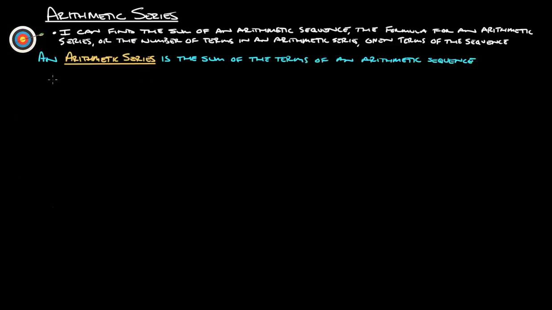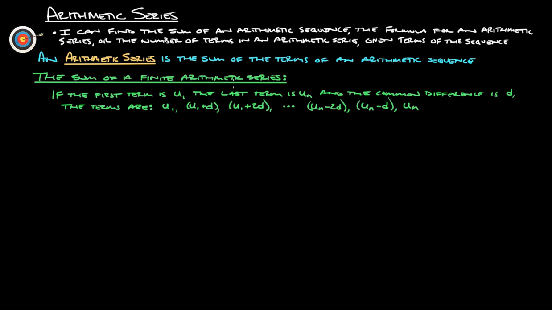Okay, so let's talk about what arithmetic series is. It's the sum of the terms of an arithmetic sequence. Now, the sum of a finite, meaning ending, arithmetic series: if the first term is u sub 1 and the last term is u sub n, and the common difference is d, then the terms are going to be u sub 1. To get to the second term, you take the first term and add the difference. To get to the third term, you take the first term and add the difference 2 times, and so forth. And then the last term is going to be u sub n.